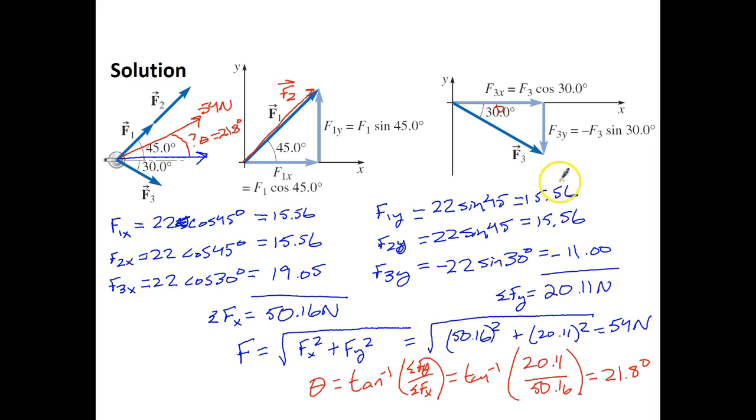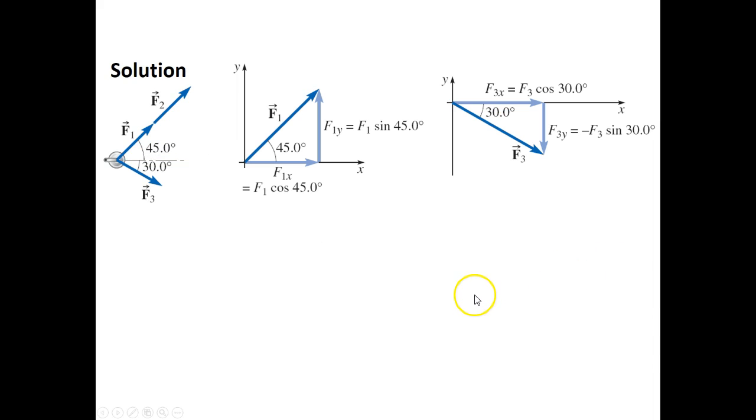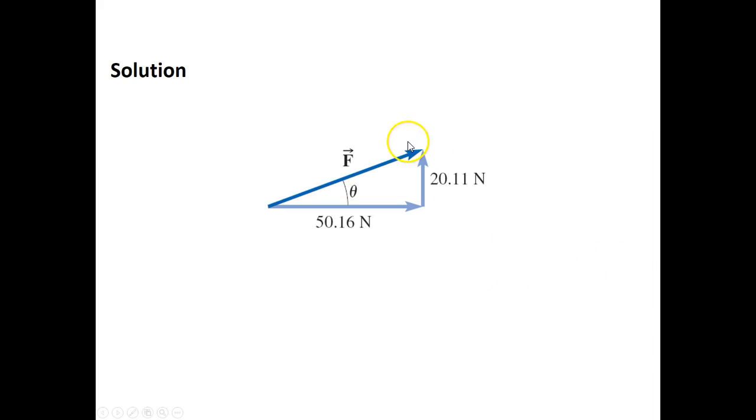So that's the overall pull on that leg from the apparatus that we've got the leg up on. And so you can see there's our two numbers, our 20.11 and our 50.16. And we said that the overall value here then was about 54 newtons, and the angle here was about 21.8 degrees. And that's where we're going to stop for the first section of the notes.